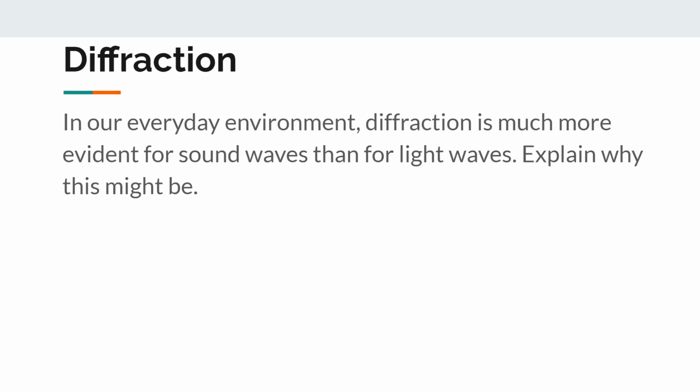Anybody know what the wavelength of visible light is? Small. It's a good answer. It's measured in nanometers. It depends on the color. But 400 to 700 nanometers. Very small. Sound, much larger wavelength. So because of that, again, if the obstacle is larger than the wavelength, it's not noticeable. Well, guess what? Most things are larger than 700 nanometers.